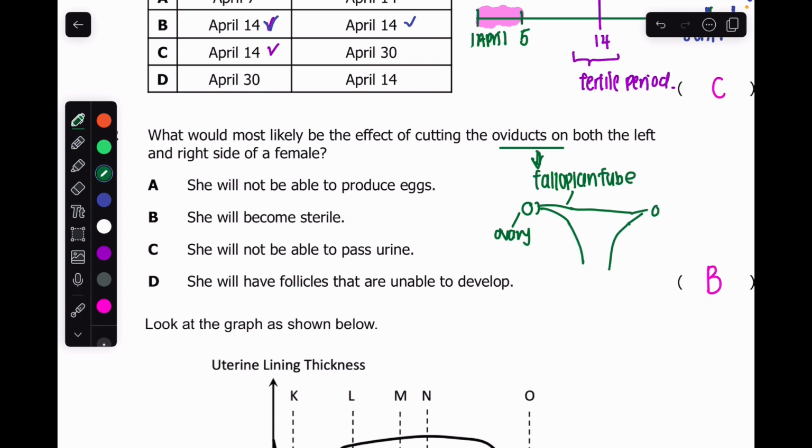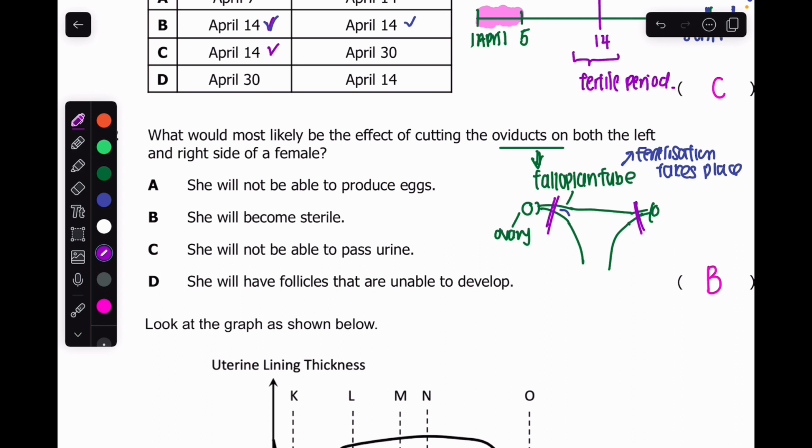Okay, at the fallopian tube, we say that is where fertilization takes place, because the sperm has to swim up to the fallopian tube or the oviduct in order to meet the egg and then do the fertilization. So what's going to happen if she cuts both of these? This is usually what happens when females decide that they permanently do not want to have kids anymore. Okay, so that's the surgery option that they will take.